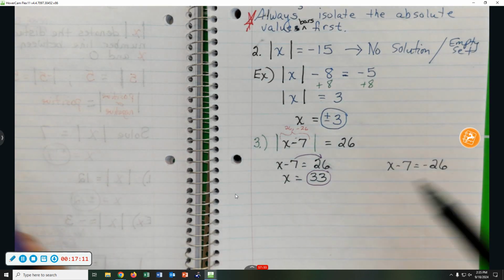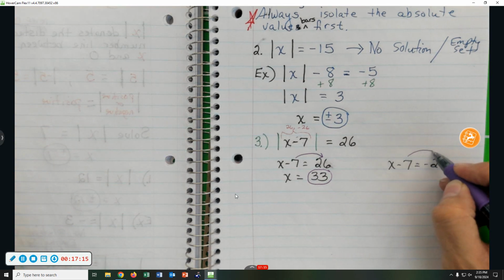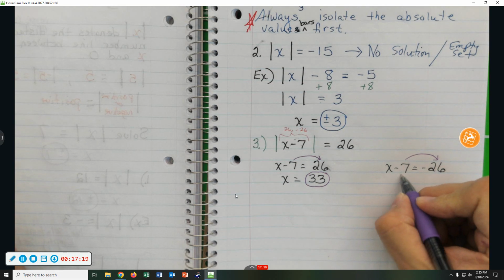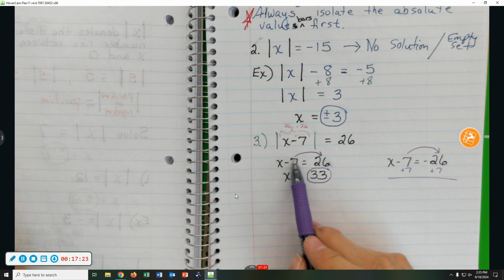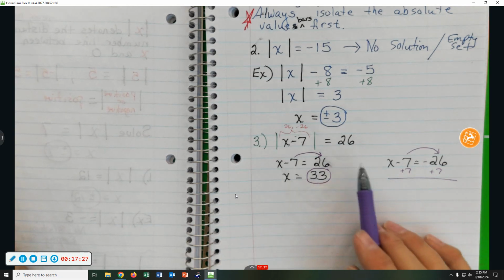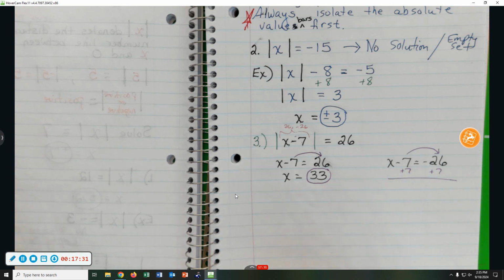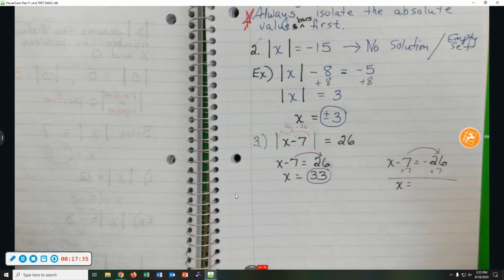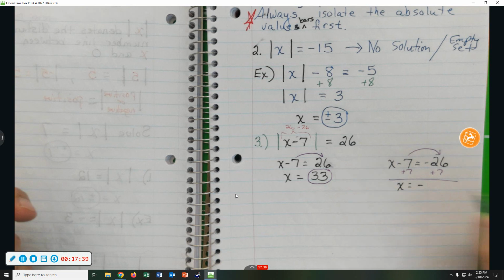And then over here, move the 7 over. Well, heck, if you want to go plus 7, see, there's two ways of doing it. Either arrow, where you're thinking, okay, move it over and change the sign, or just add 7 to both sides. We're getting x equals, don't say negative 33. It is, it's negative what? 19.